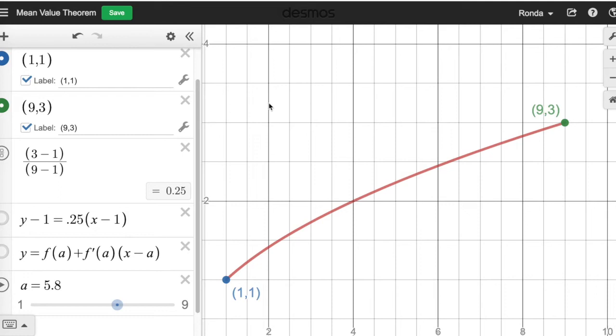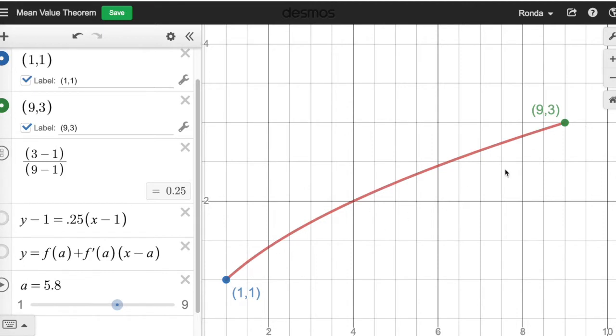This is about the mean value theorem. So hopefully you watched the Rolle's theorem video first. And really, Rolle's theorem is actually just a special case of the mean value theorem. So in this case, we can be a little bit more general.